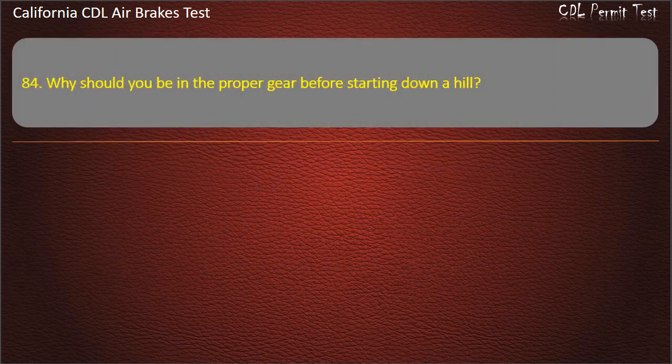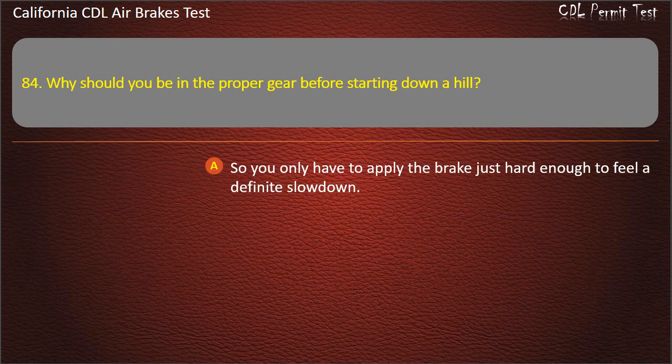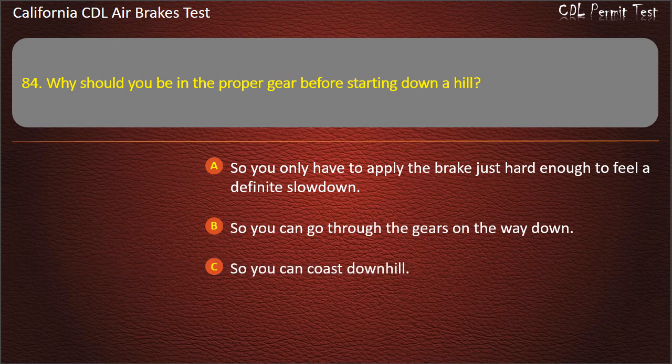Question 84. Why should you be in the proper gear before starting down a hill? So you only have to apply the brake just hard enough to feel a definite slowdown. So you can go through the gears on the way down. So you can coast downhill. Answer. So you only have to apply the brake just hard enough to feel a definite slowdown.